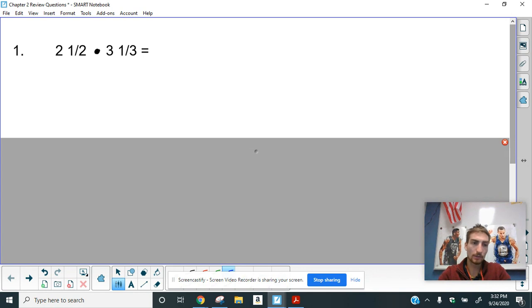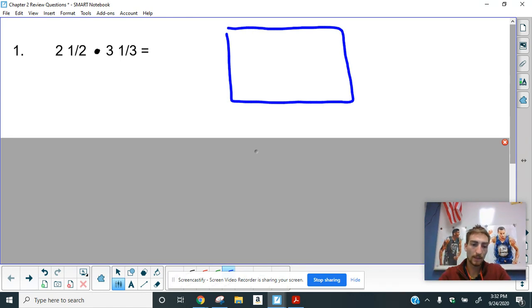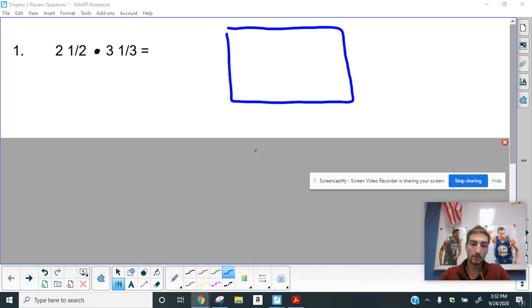And so looking at this first problem, it says 2 1/2 multiplied by 3 1/3. We could change it to an improper fraction, multiply across the top and the bottom, and then reduce it to a mixed number again. Or I'm going to use a rectangle. This is a method that our book goes over, and so I thought I'd detail it here.